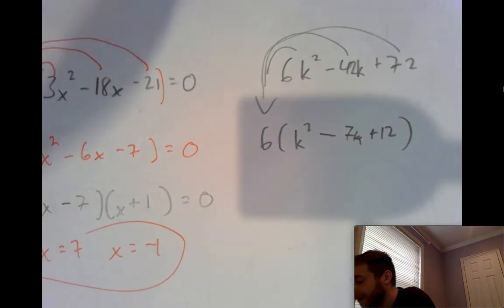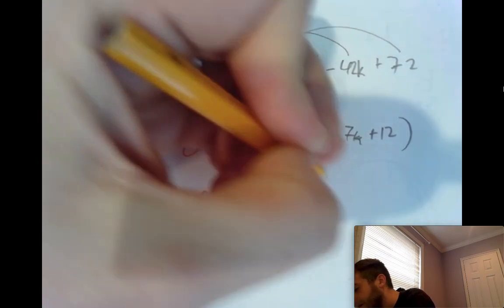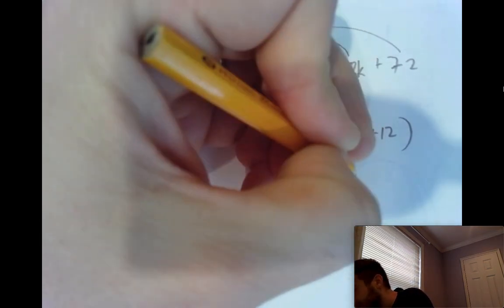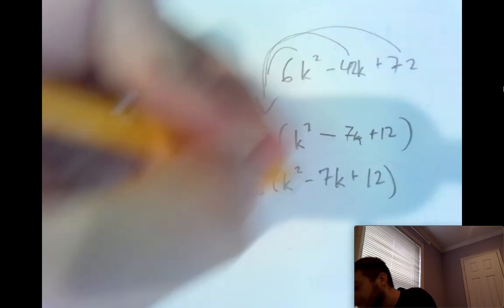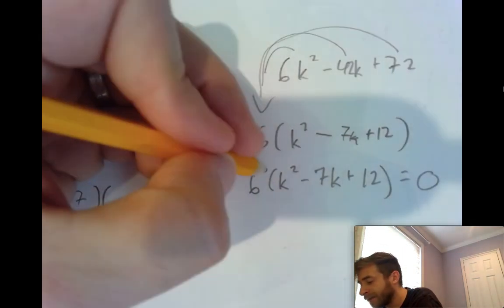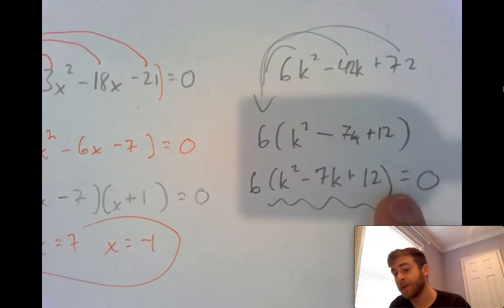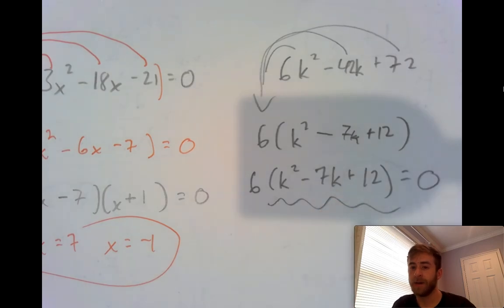Let me rewrite this a little bit neater, and then you're going to figure out that last bit, minus 7k plus 12. So here we divided the 6 out from everybody. Once I've got that, you can just plain old factor this. Two numbers that multiply to 12 and add up to negative 7.